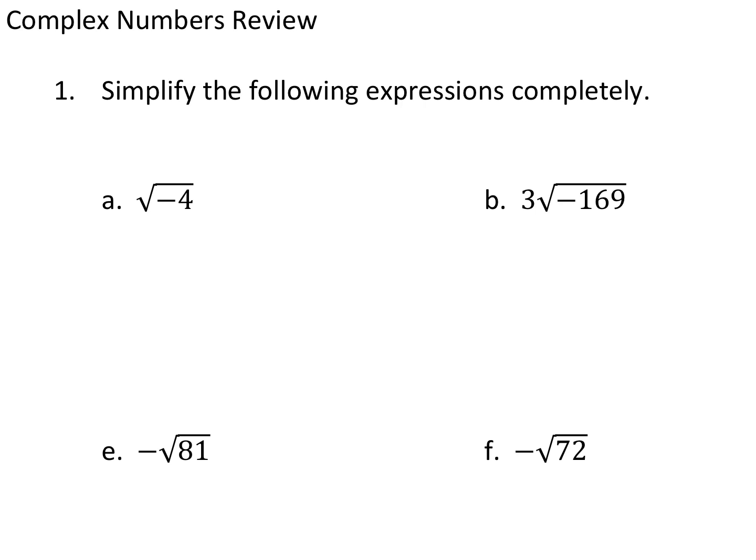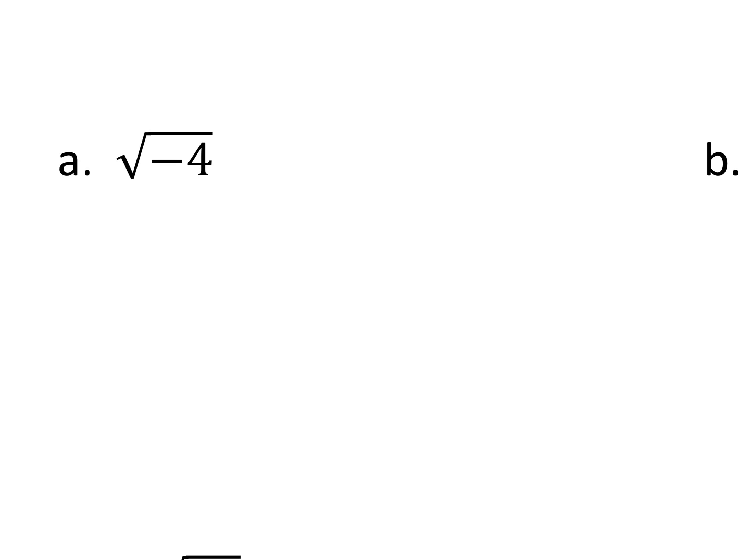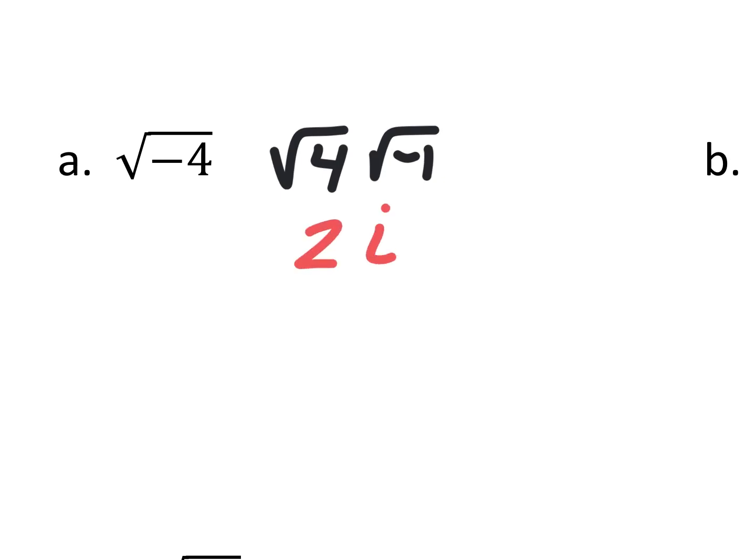All right, so this first one, I know the answer is 2i, but do you know why? Well, because it's really two square roots, square root of 4 and the square root of negative 1. So this is going to be 2i. Well, 2i is because the square root of 4 is 2, and because the square root of negative 1 is i. So that is called a complex number.